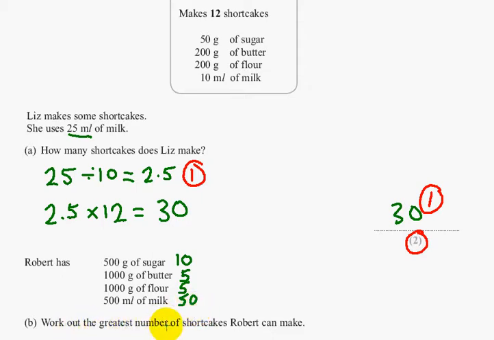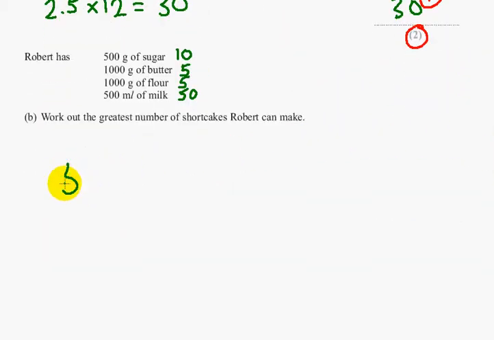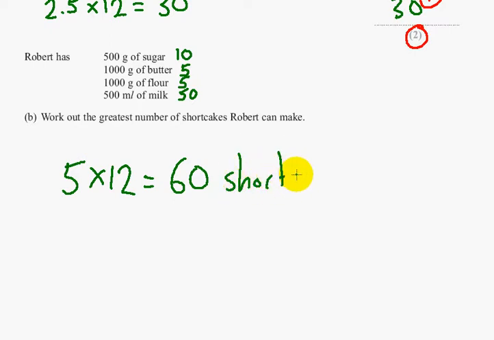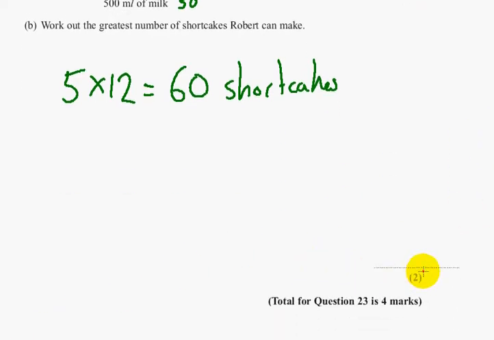So work out the greatest number of shortcakes Robert can actually make. Well, with these ingredients, he can only make a maximum of 5 batches. And each batch has 12 shortcakes. So therefore, 5 times 12 is 60 shortcakes. And that's it. So part B is worth 2 marks. I'll just write that on the line. 60.